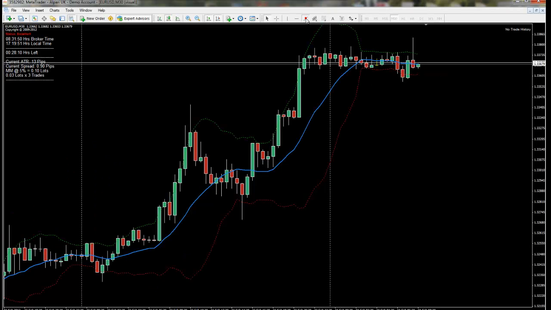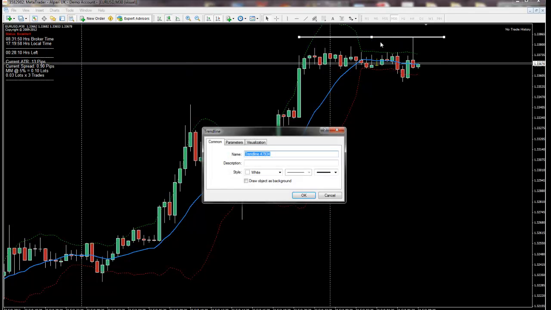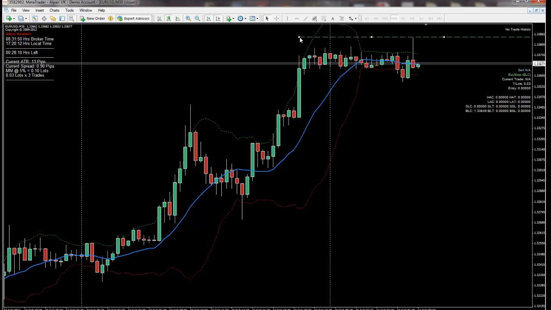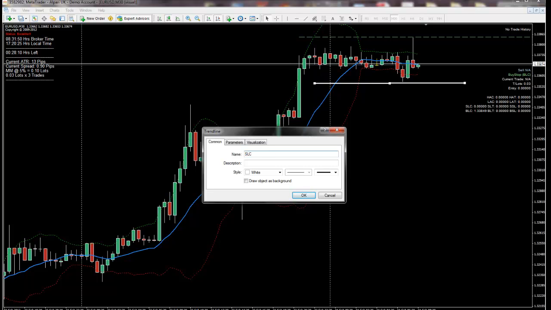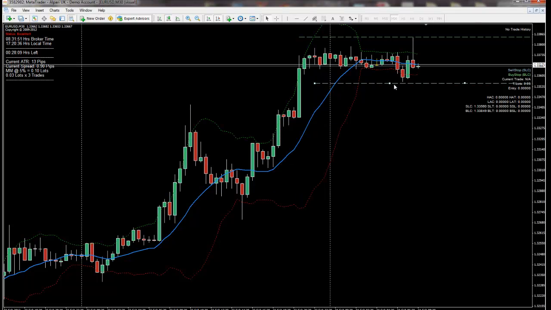Okay, let's draw our trend lines. Trend line tool. Let's draw our buy line, our line of resistance. Okay, right click, trend and buy line close. Let's do our straddle line. And right click, trend properties and sell line close. So there are our straddle lines ready to go.